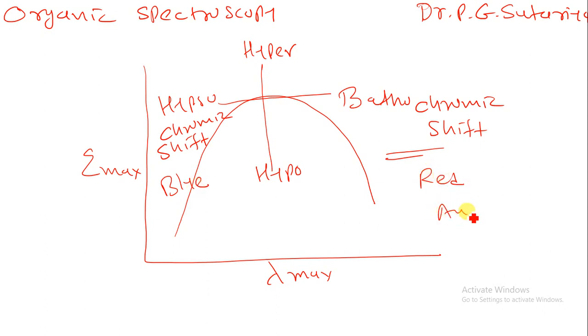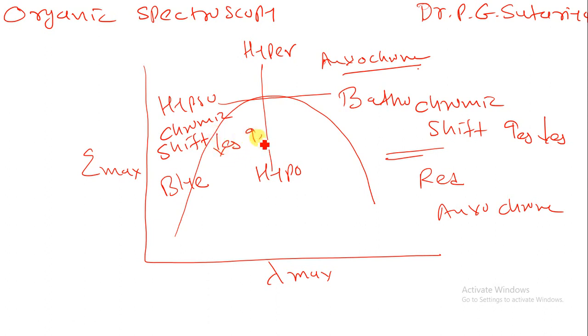In the bathochromic shift we have an auxochrome group. In the hyperchromic shift we also have an auxochrome group. Now both have an auxochromic group. Here the lambda maximum increases whereas polarity decreases. Here the lambda maximum decreases whereas polarity increases. Here we have the E maximum that is highest. Here we have the E maximum that is lowest, or we can say decreasing. So all these things we have learned in our previous lecture.